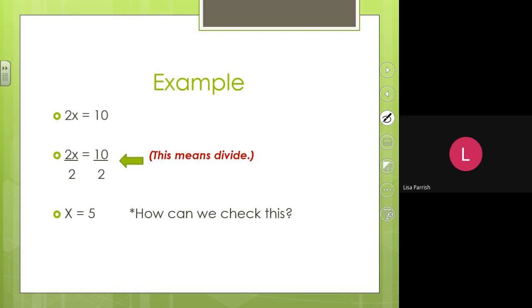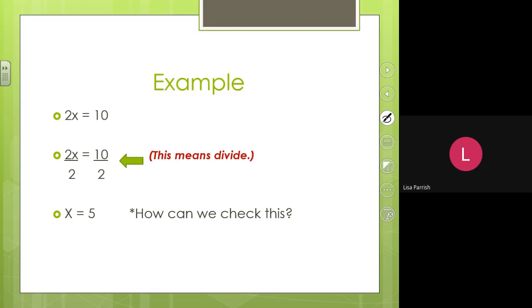You are going to have harder problems as we go through math, through 6th grade and then on through 7th and 8th grade. So you have to understand the process so when you get to those harder problems, you know how to solve it. So we're going to start by looking at this multiplication equation. Again, this is just an example of what we're going to be doing. So you've got 2x equals 10, meaning 2 times x is going to equal 10.